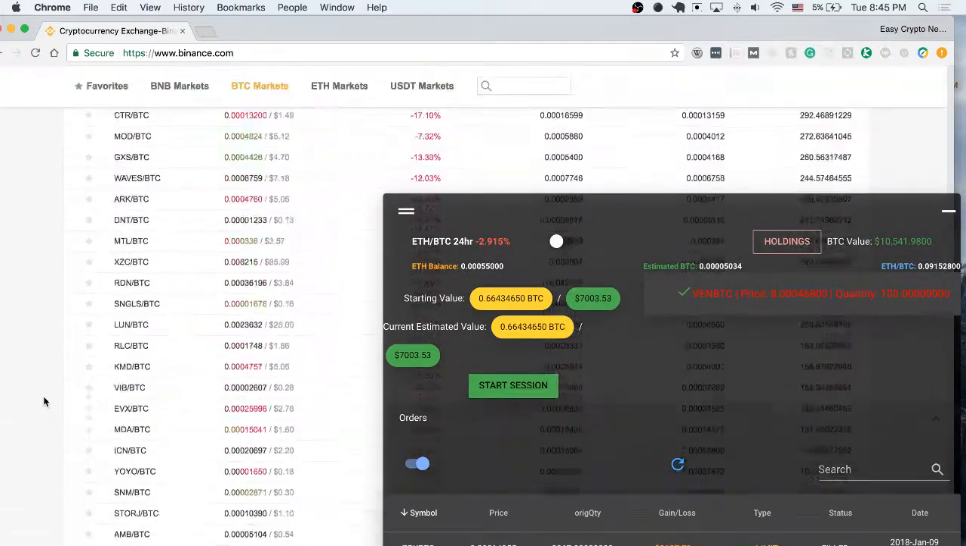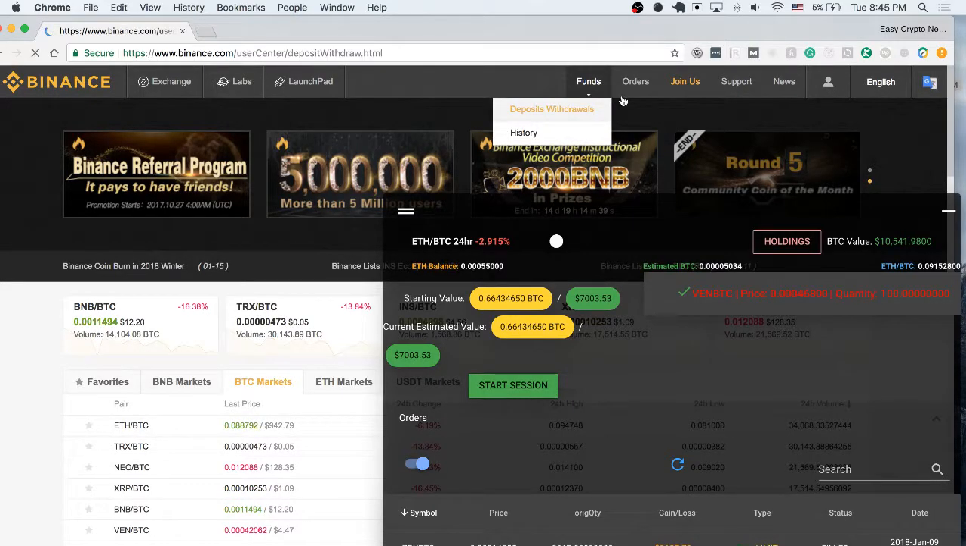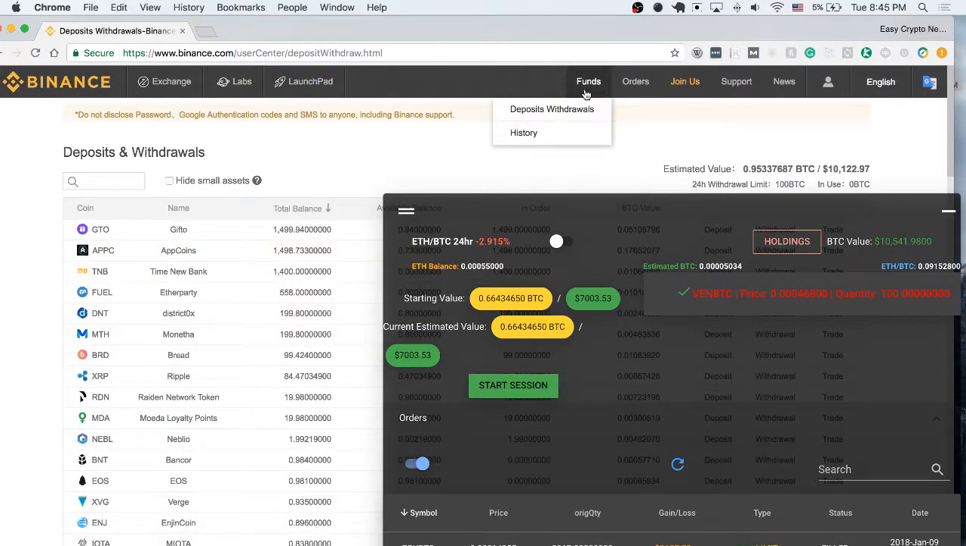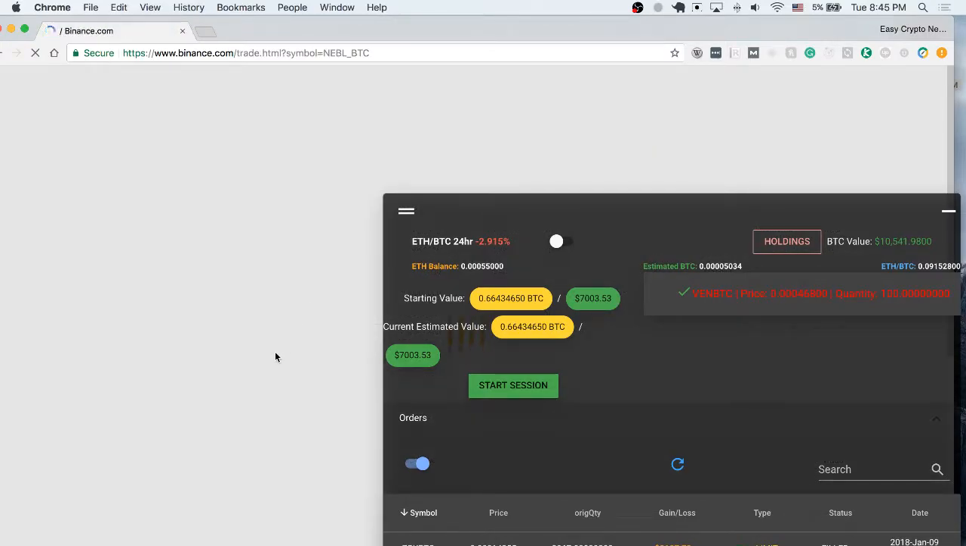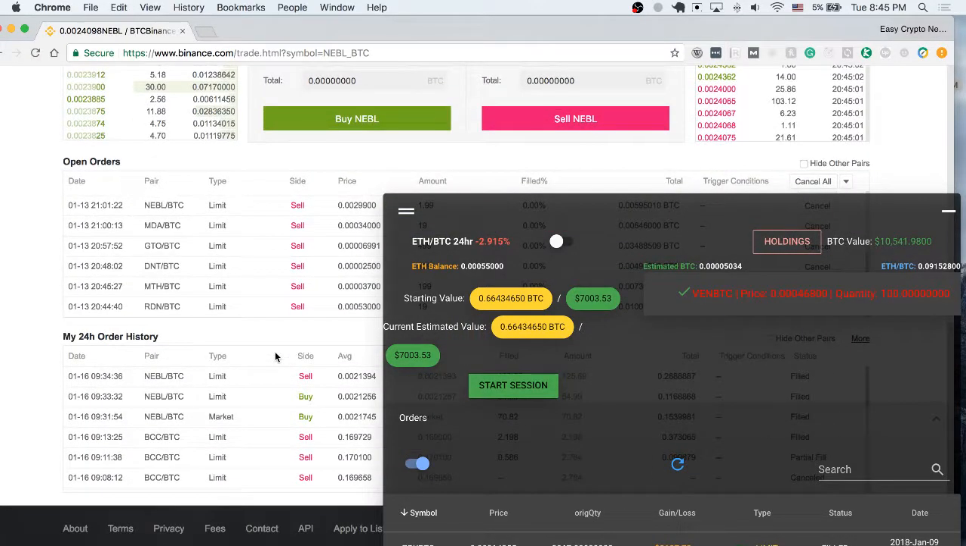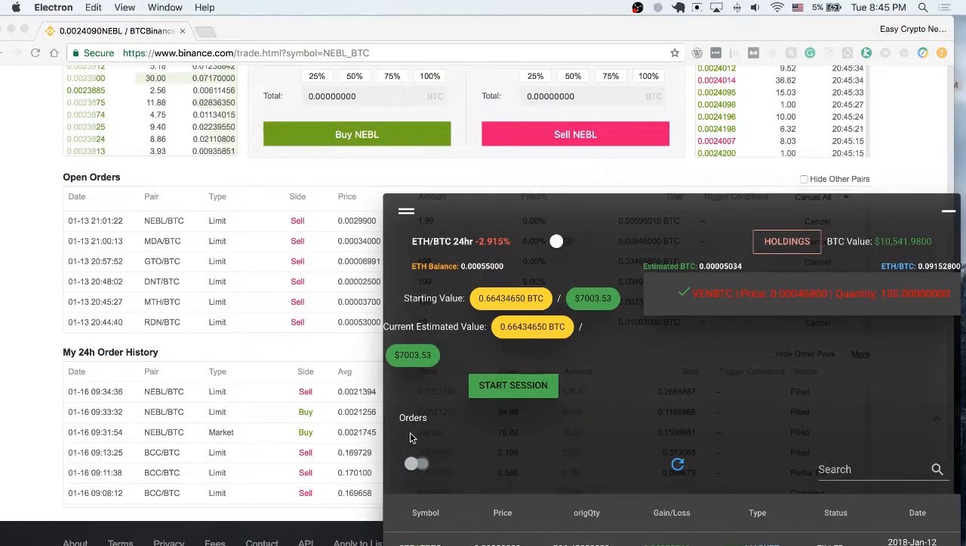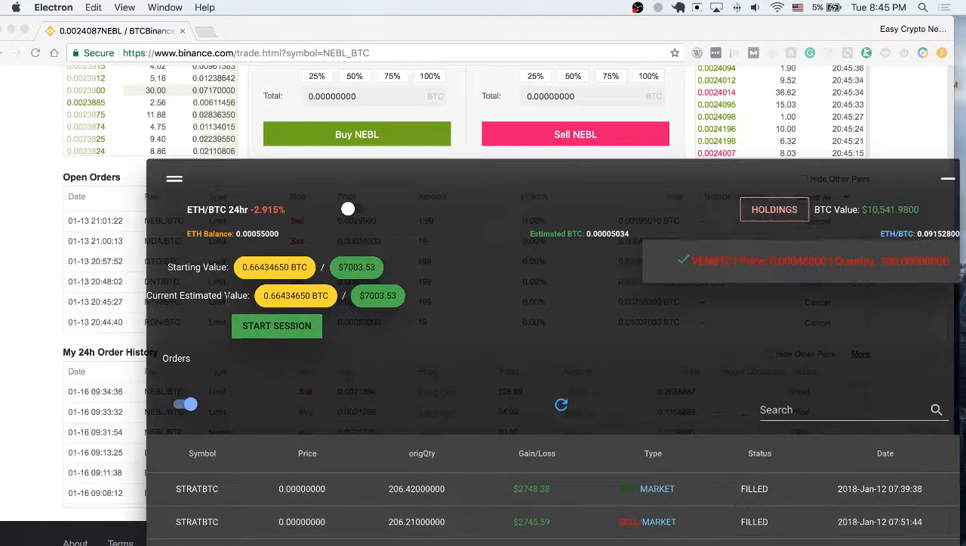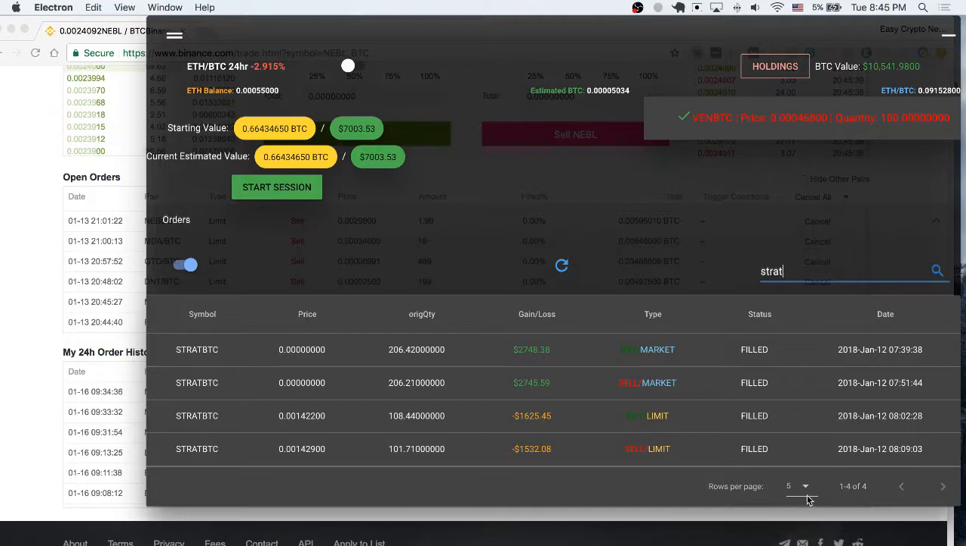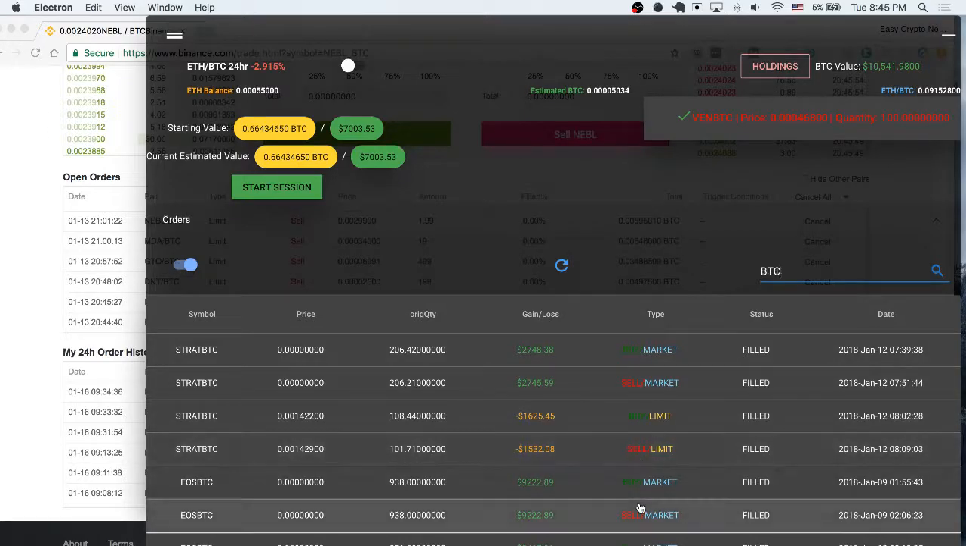Because right now, in order to see that, it's really annoying. If I go to the exchange itself, okay, I have to go to my 24-hour history here, and that's super annoying. I can also search by a specific symbol here. So I could say, I want to see what I've done with Strat over the past 24 hours. So I can search for that, and that will show me all my Strat transactions. So I do BTC, I can see that there's a ton more, right?